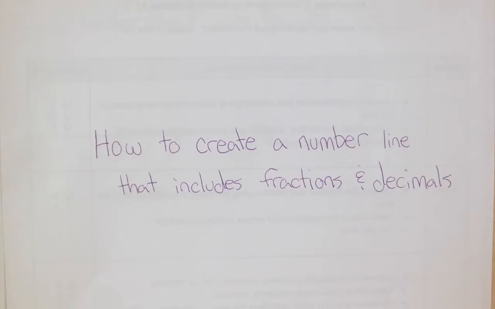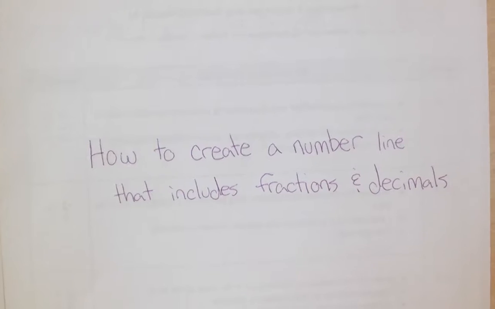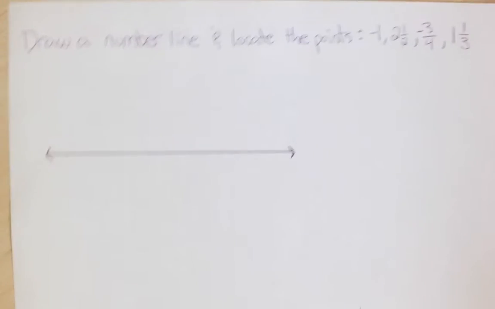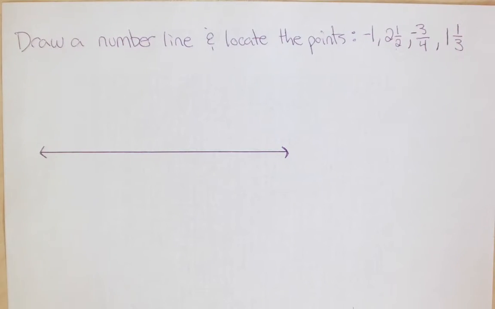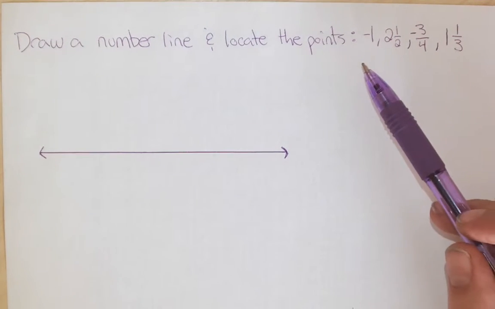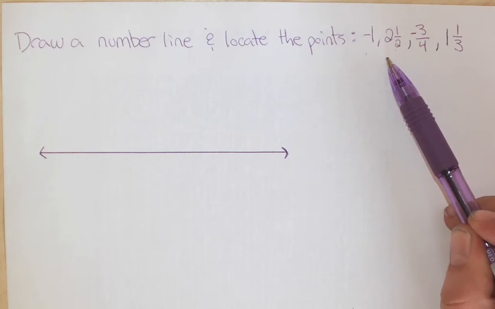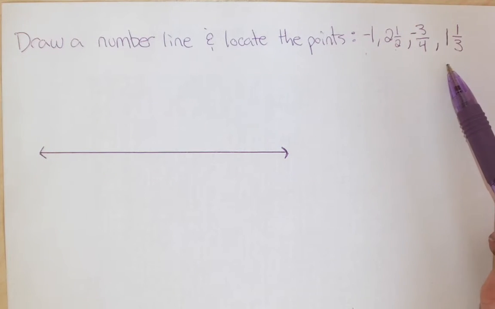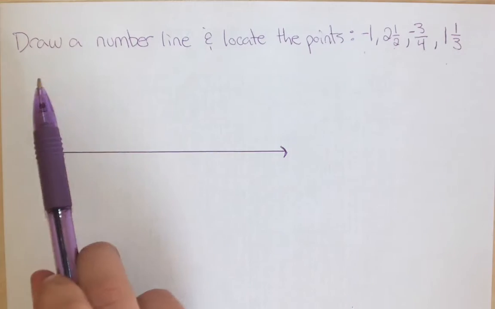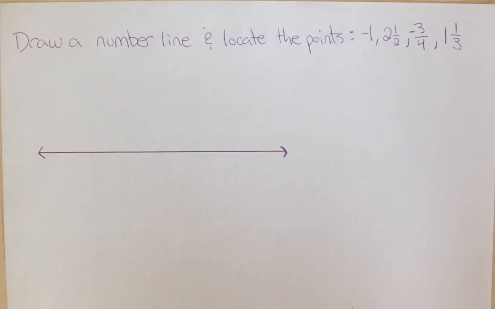This is a video on how to create a number line that includes fractions and decimals. We're going to look at those two skills separately. So we're going to look at just fractions for this first one. They are asking in this one to plot the points on a number line: -1, 2.5, -3/4, and 1 1/3. We have to create the number line scale ourselves.